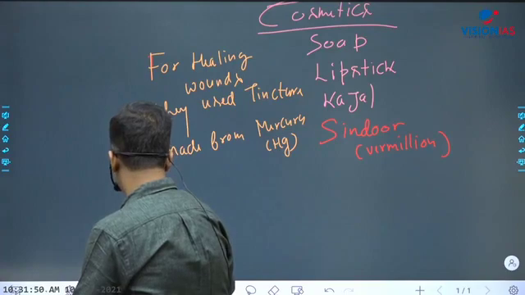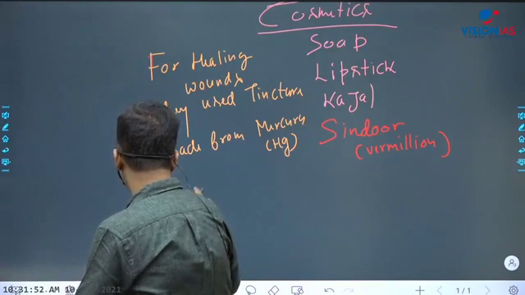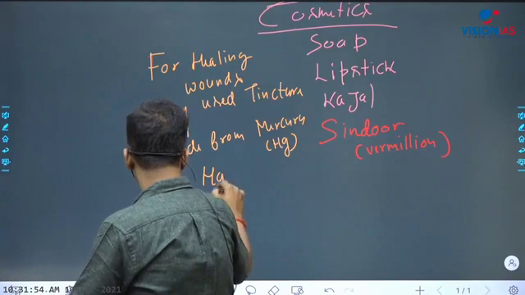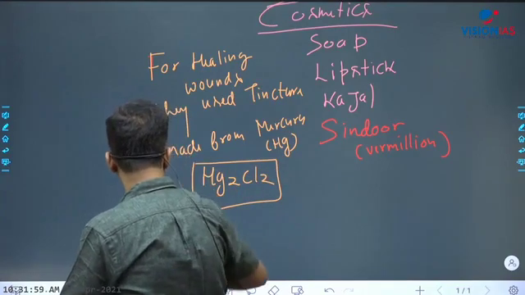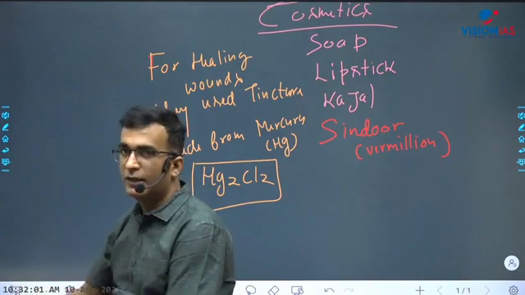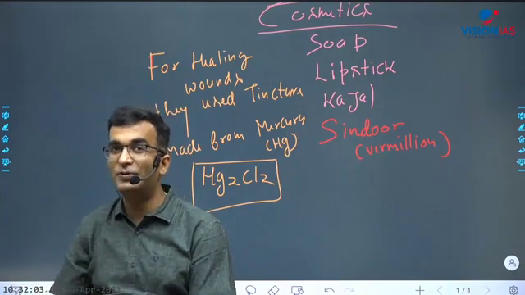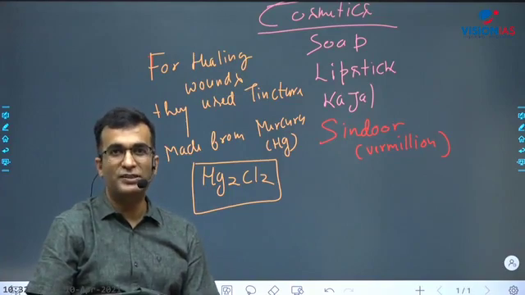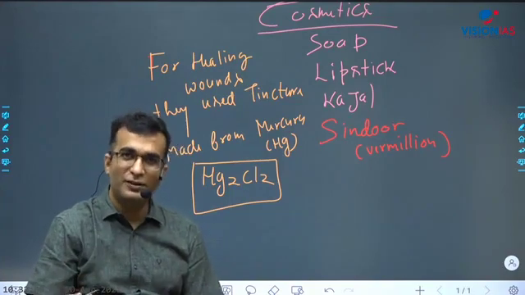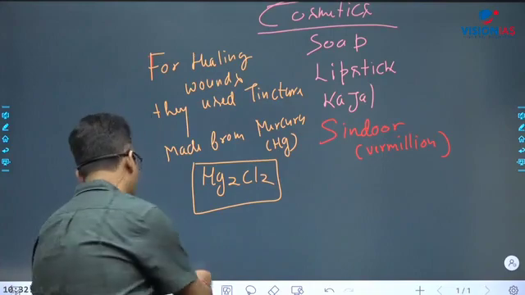this is Hg2Cl2. This is the chemical formula of this tincture which they used. So 2 units of the mercury and 2 units of the chlorine. Hg2Cl2. Even if you want something extra, so I can write over here.